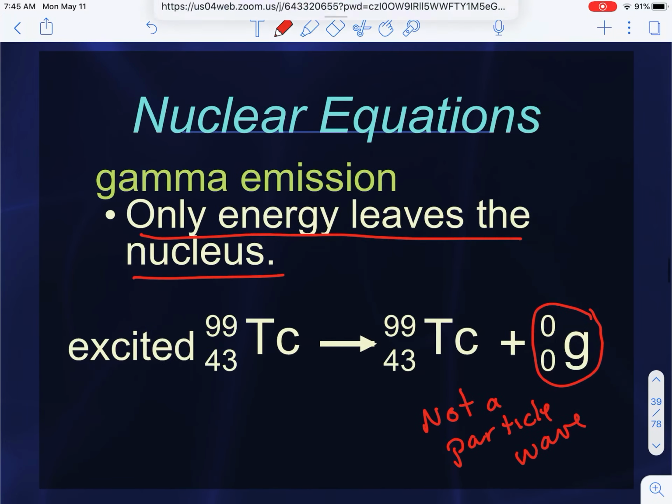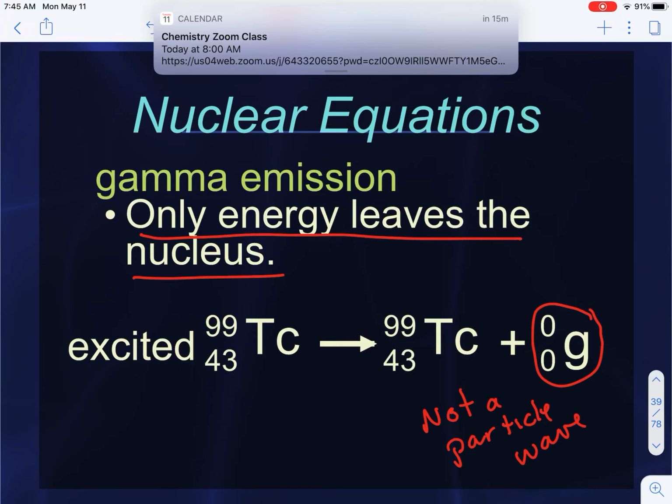We're going to kind of stop there. So in this case, notice nothing left but energy. If there's no mass, then 99 doesn't change and 43 doesn't change. So it is the same element, but gamma energy is actually leaving the nucleus.